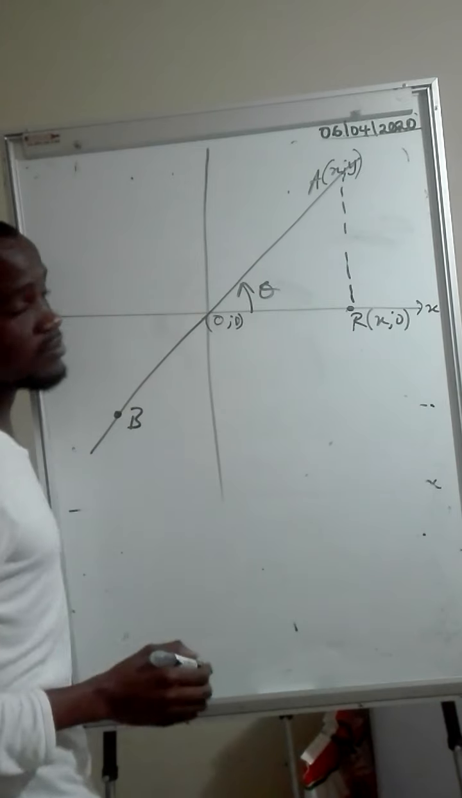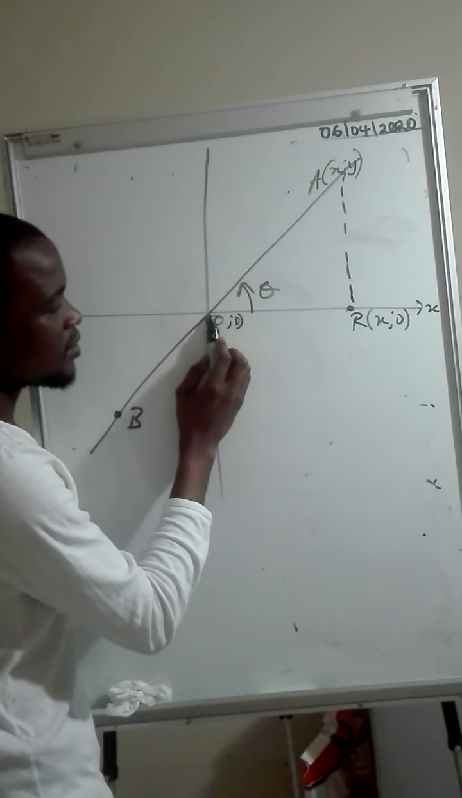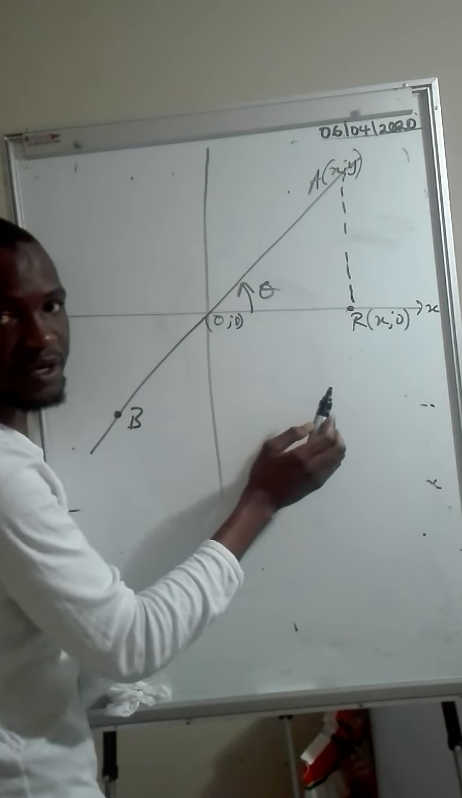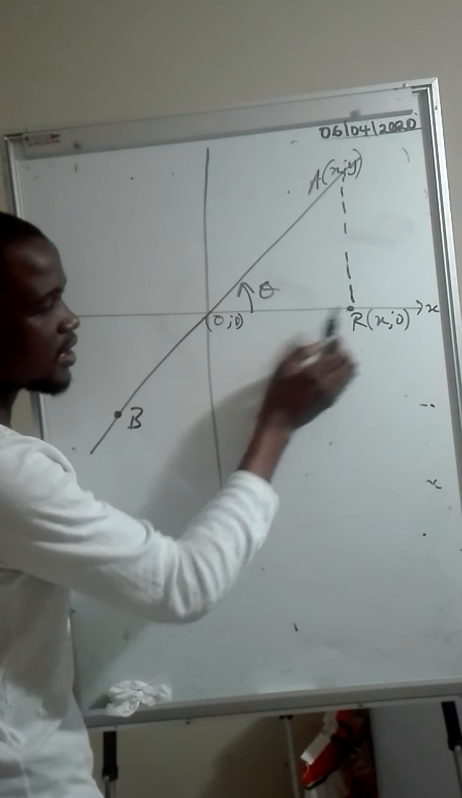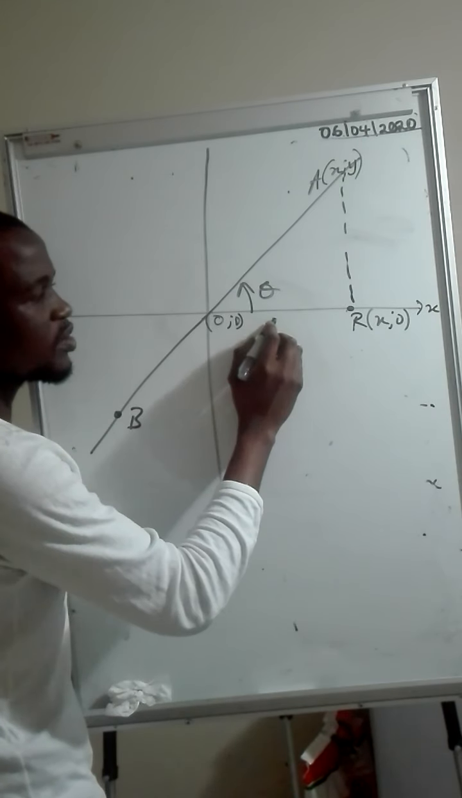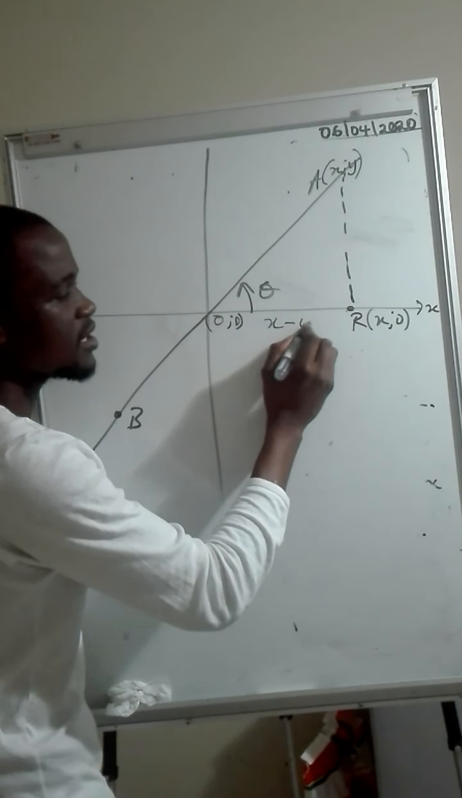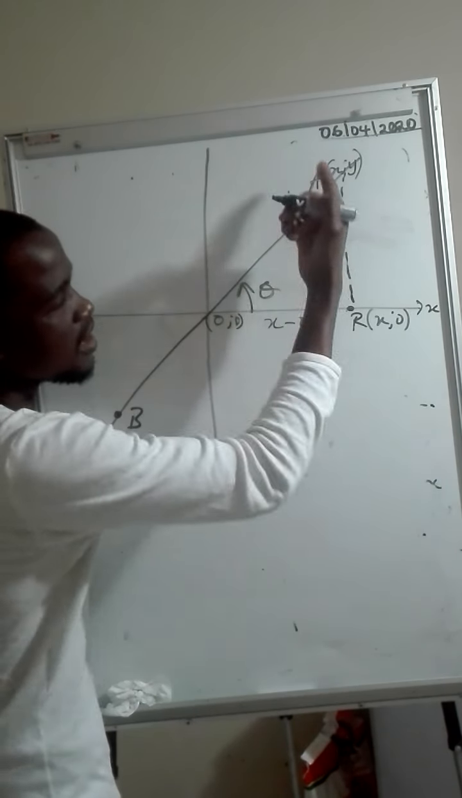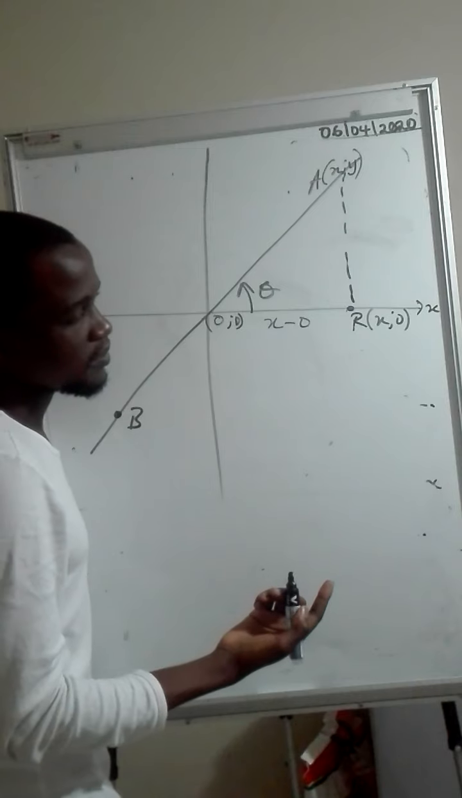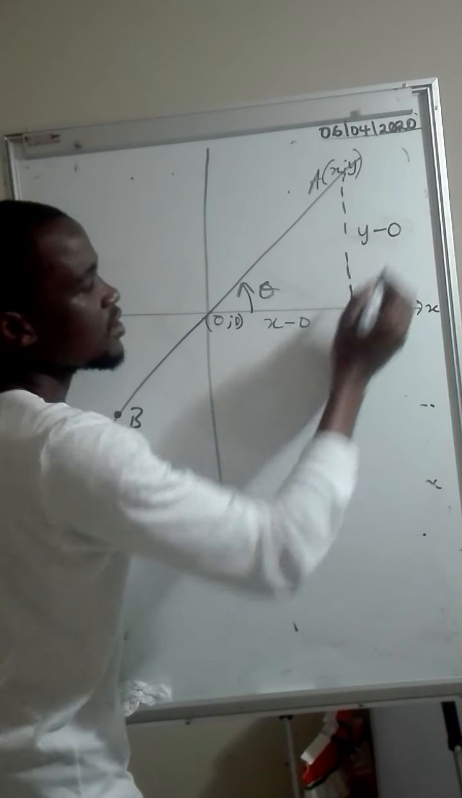Right? Okay? So we all agree that from the origin to R, the only thing that changes is x. Y is not changing. So we only subtract the difference of our x values, so it will be x minus 0. For AR, the only thing that changes is y. The x value doesn't change, it's constant. So we say it's y minus 0.